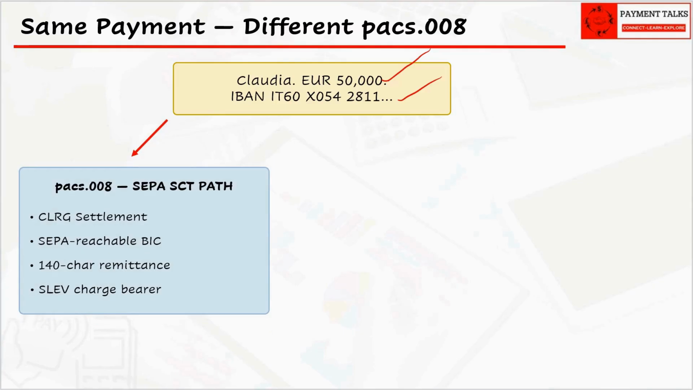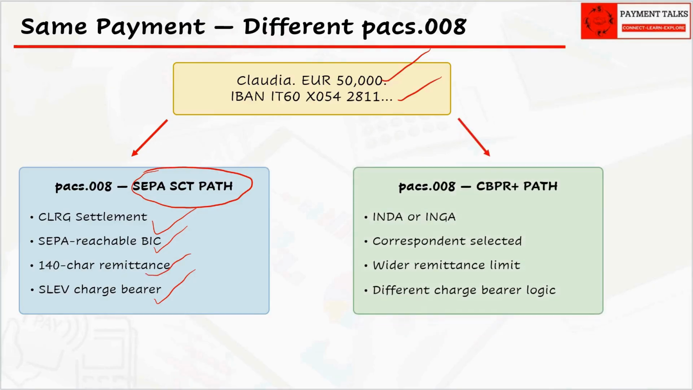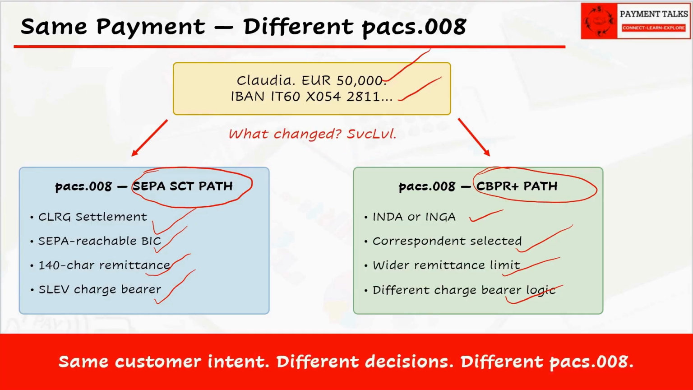On the SEPA SCT path, CLRG settlement, SLEV charge bearer, a SEPA reachable creditor agent BIC, and a 140 character remittance limit. On the CBPR plus path, INDA or INGA settlement, a correspondent bank selected by the routing engine, different charge bearer logic, and no SEPA remittance length restriction. Same customer instruction, different decisions, different backside. What triggers the fork? Four specific values in the pain.001.